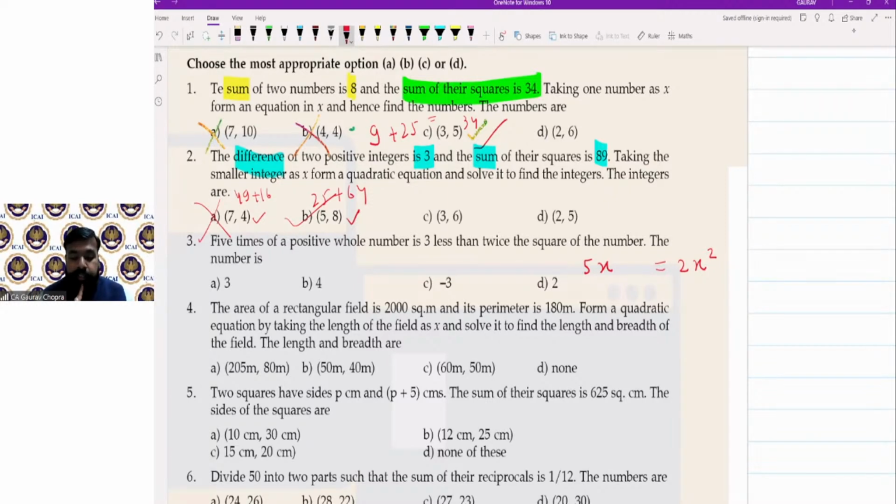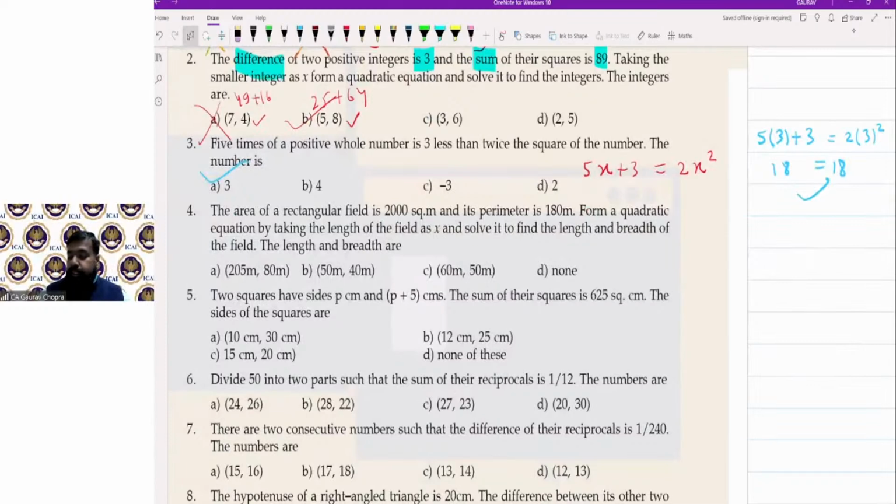So दोनों में 3 का difference है. So if you check कौन सा option correct होगा? Which option will be correct? So you can add 3 here. Now check which of the options will be correct. Let's try with the first option. X की place पे आपने रखा है 3. So 5 into 3 plus 3 equal to 2 into 3 square. 18, and here also 18. Both sides are equal. Directly first option is correct. First one is correct.